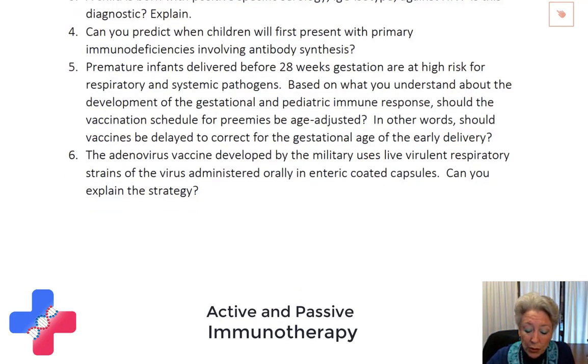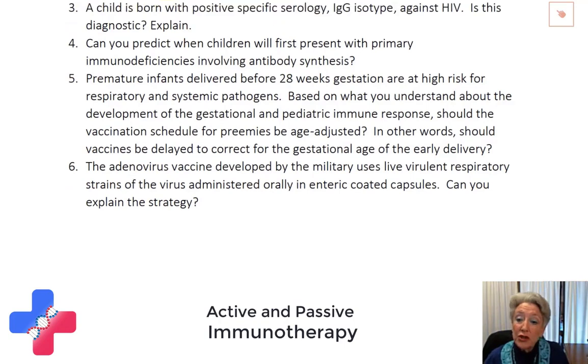a child is born with positive specific serology of IgG isotype against HIV. Is this diagnostic? Please explain. Pause your camera and I'll be back in a second. Well, again, a child who is carried to term is going to be receiving IgG from the mother from the 28th week of gestation onward.